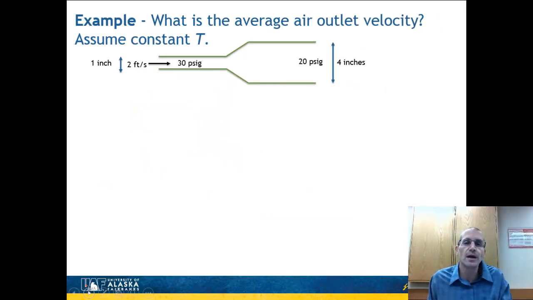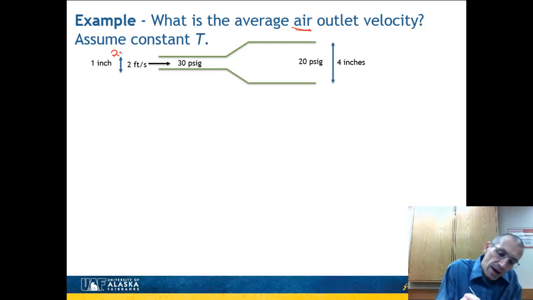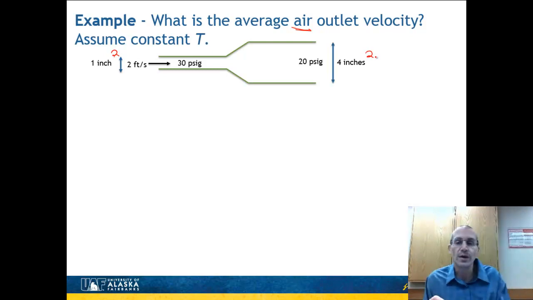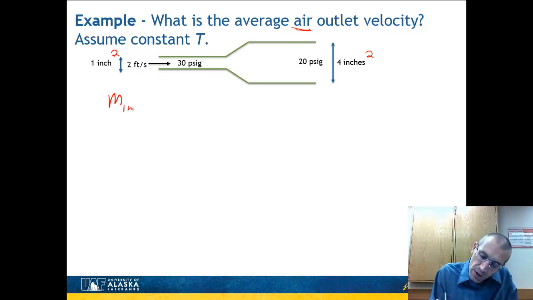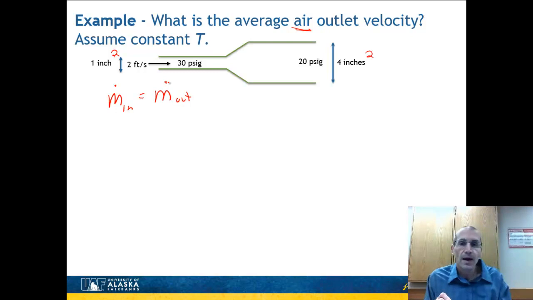All right, let's look at a similar problem. But now we're going to be dealing with air, which is a compressible material, which means its density is not constant. So once again, I have an inlet area of 1 square inch and an outlet area of 4 square inches. And I'm going to again apply my mass balance, which says that the mass flow rate going in is the mass flow rate that's going out, and then express that in terms of average velocities.